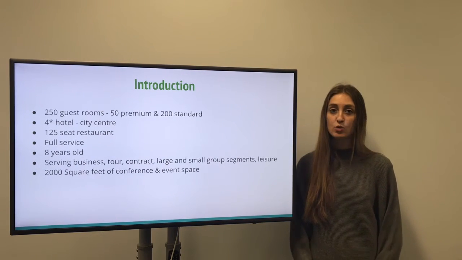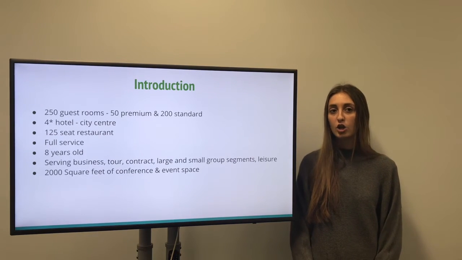It has a 125-seat restaurant. It services business, contract, large and small group segments.